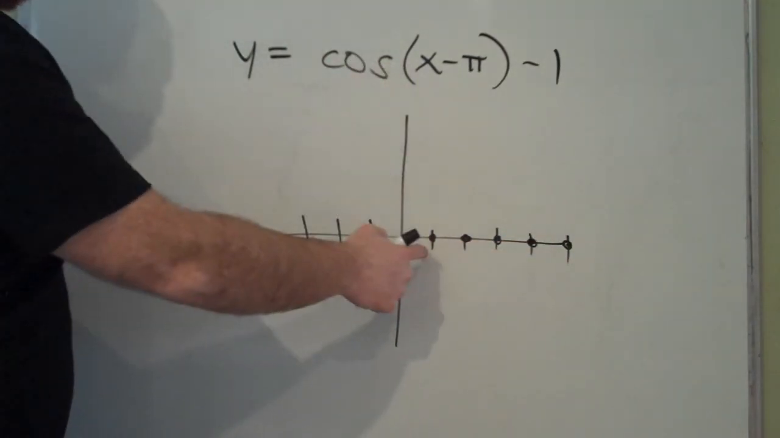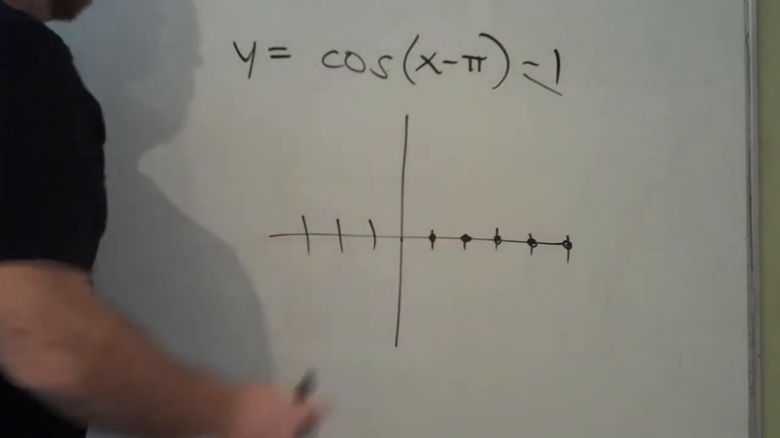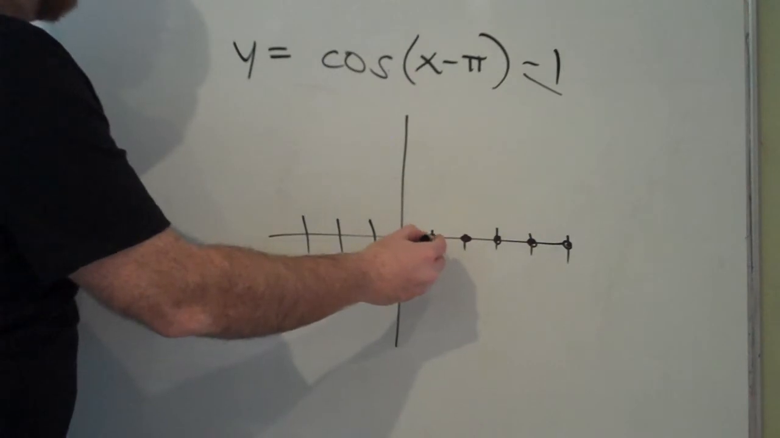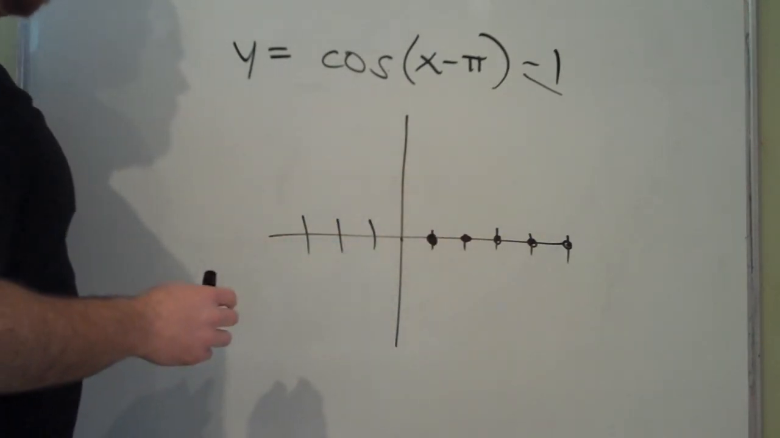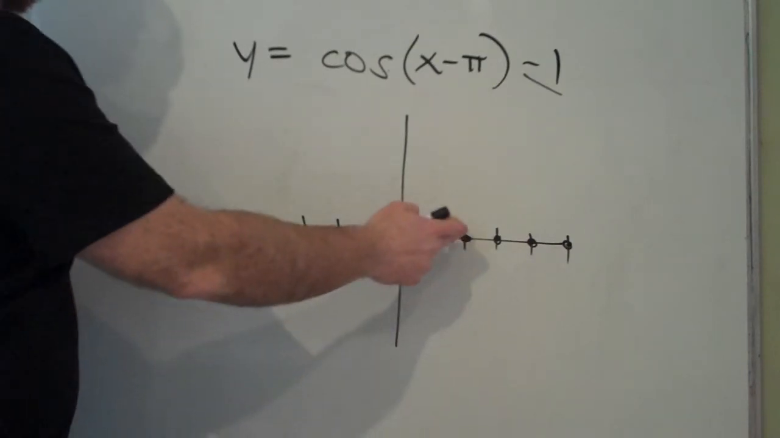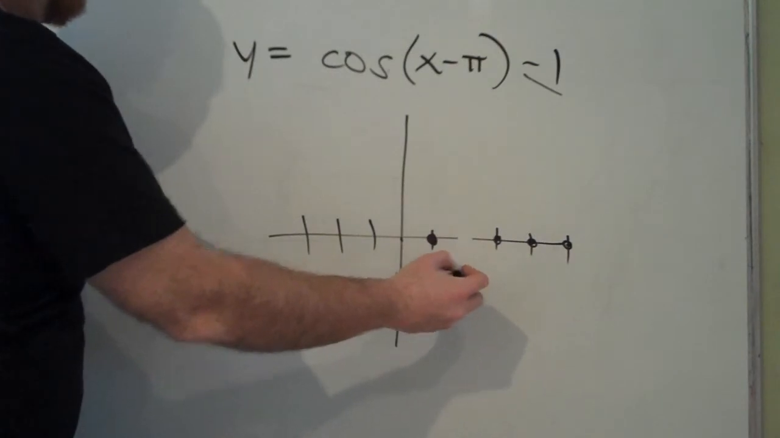The first point in cosine is supposed to have a y-coordinate of 1. But what are we doing? Moving it down 1 unit. So this is the actual placement of the first point. The second point in a cosine wave is supposed to have a y-coordinate of 0. But we're moving this down 1. So that point moves down to here.